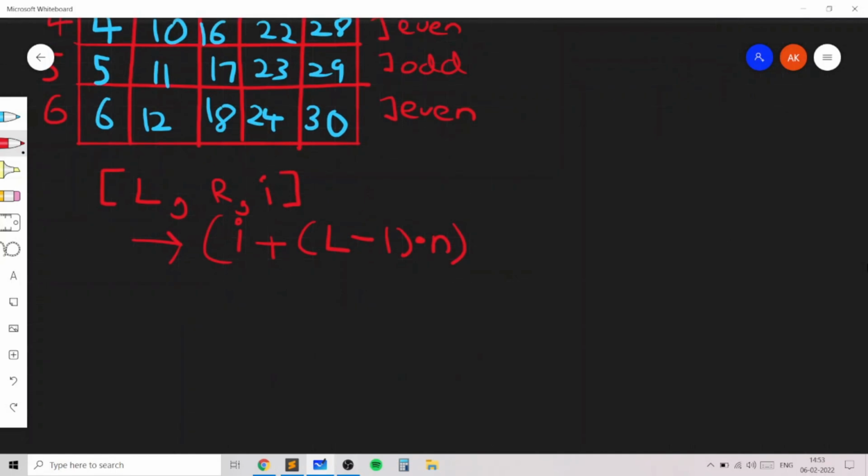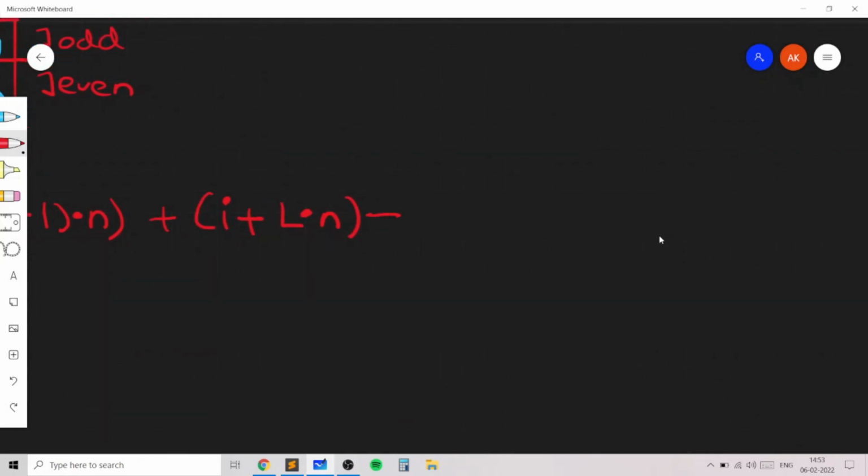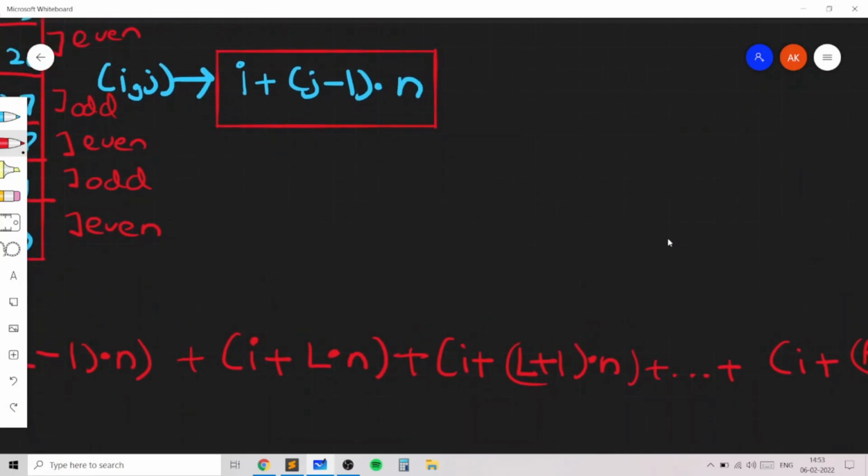You add that to the second number in the same row, obviously, so I'll write it in a row-wise manner. The second number in the same row is i plus L into n, because this number is i comma L plus 1. Then you add the third number, which is i plus L plus 1 into n, because this element is i comma L plus 2, and you do all the way up till R. So the rth number will be given by i plus R minus 1 into n, because as I mentioned, the general formula is i plus j minus 1 into n for cell i comma j.